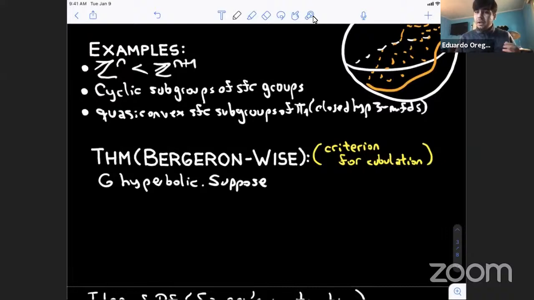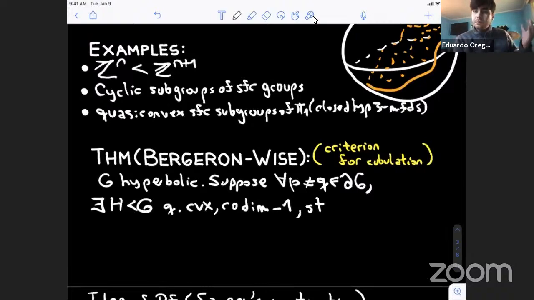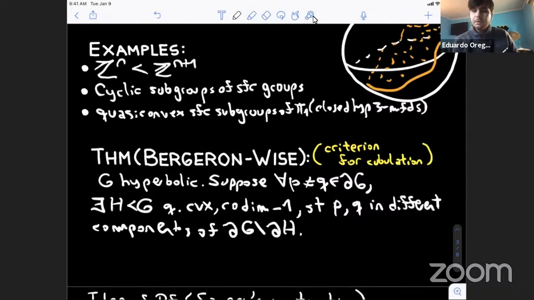So we suppose that this is a hyperbolic group that we want to cubulate, and we suppose that for any points in the boundary, there is a subgroup which is quasi-convex, codimension one, such that the boundary of this subgroup separates P and Q, that means P and Q are in different complements. So if this holds for any pair of different points, then this means that we can cubulate the group. Let me keep this.